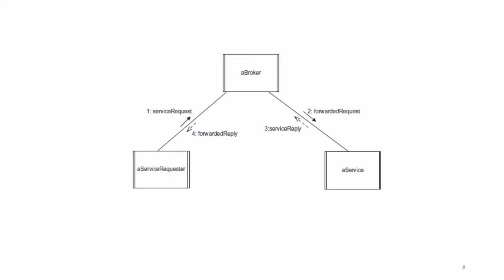In this diagram, the picture will be more clear, where the service requester, broker, and a service are available. First, the service request is sent. Second, the request is forwarded to the service by the broker. Third, the service acknowledgement or the reply is sent back to the broker, and the broker sends that to the service requester.